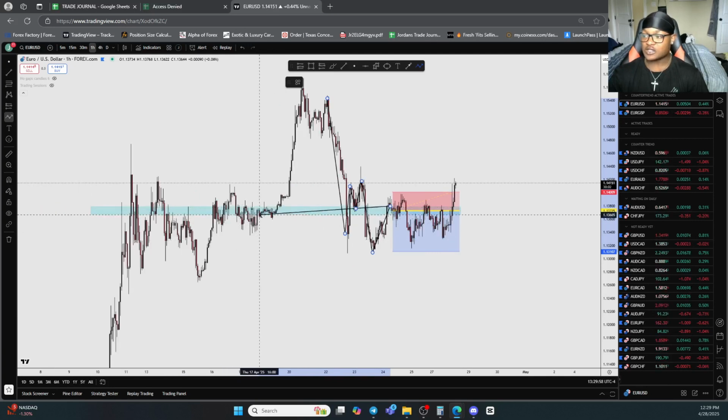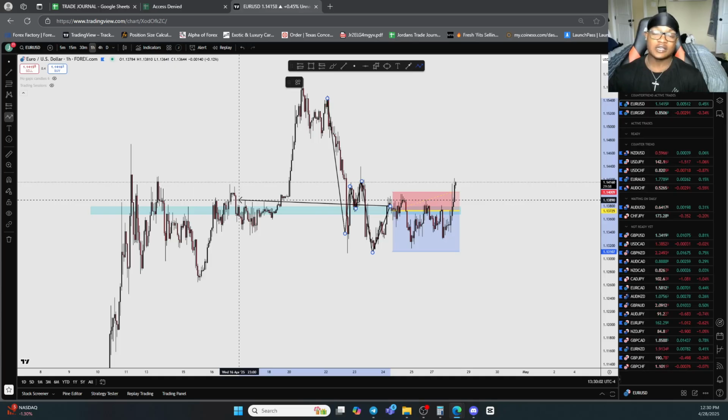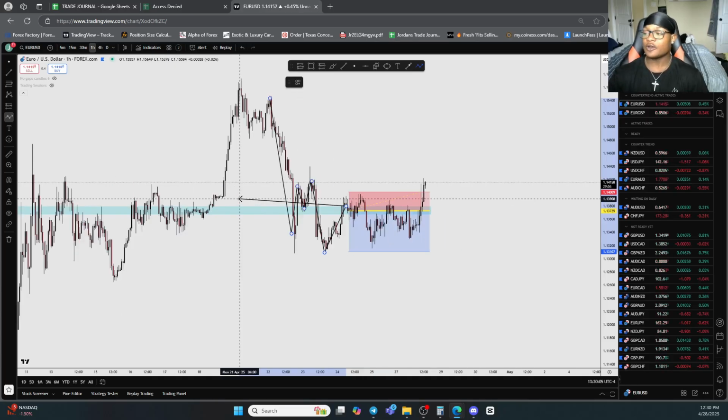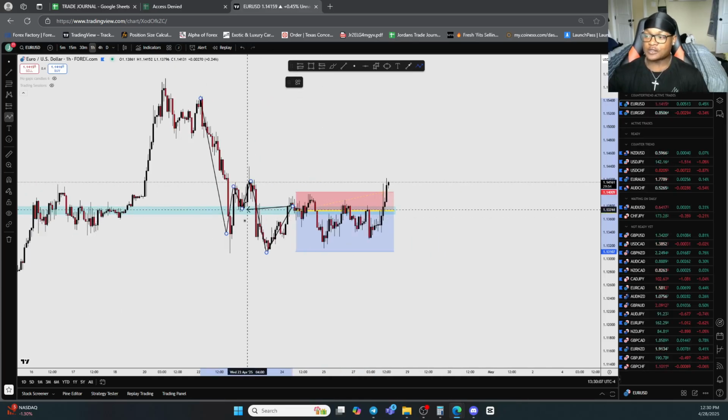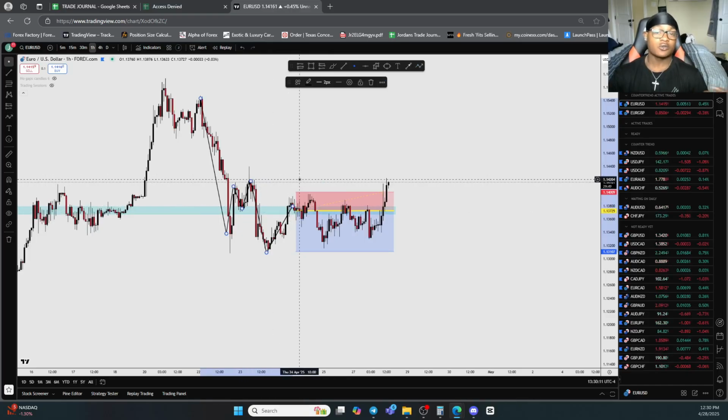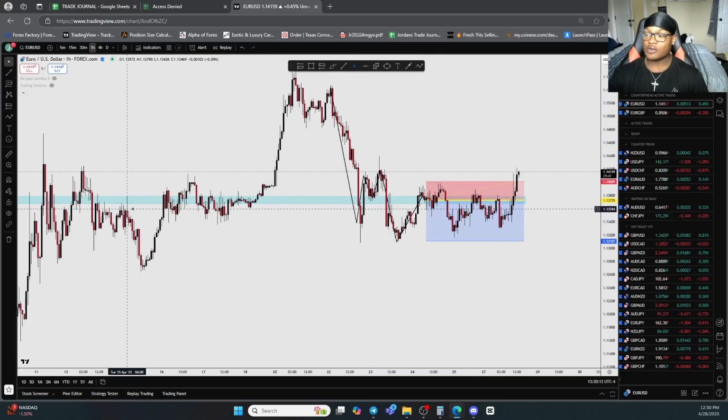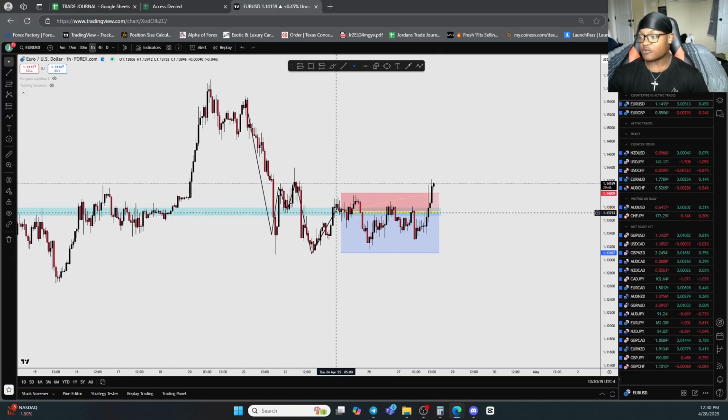Zooming out, looking towards the left, you can see how this area is a minor area of attraction. I say minor because we found this on the 1 hour and not the 4-hour time frame. So we do have this minor area of interest. We saw rejection from price on the support end and on the resistance end. So I was looking for price to form that rejection and then continue.